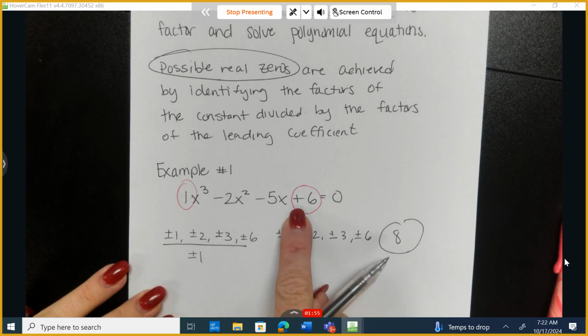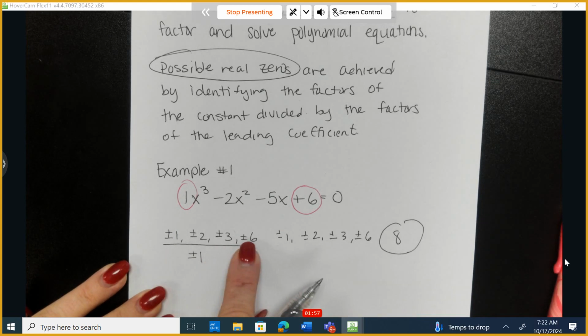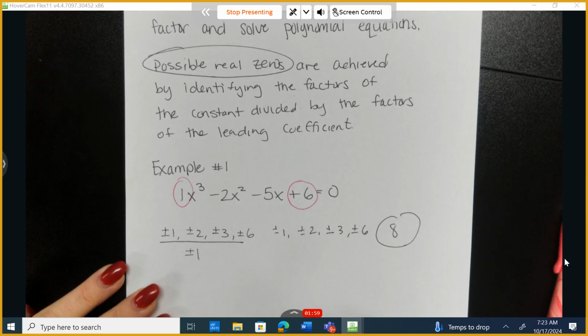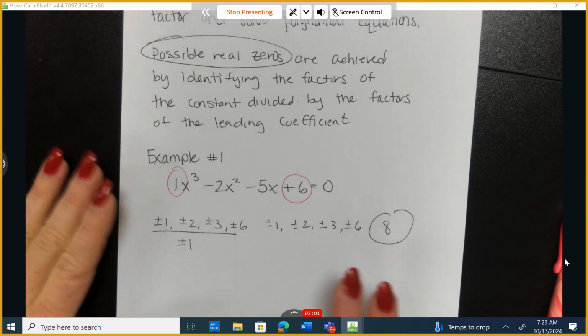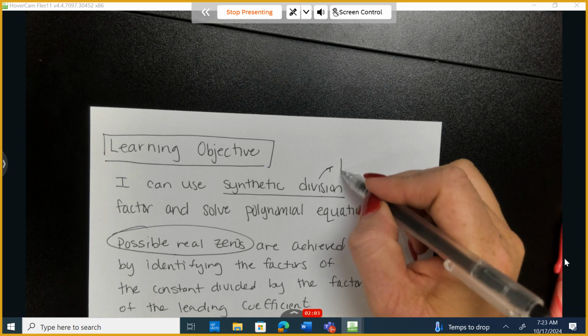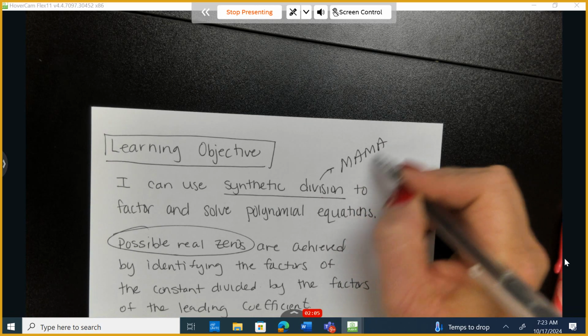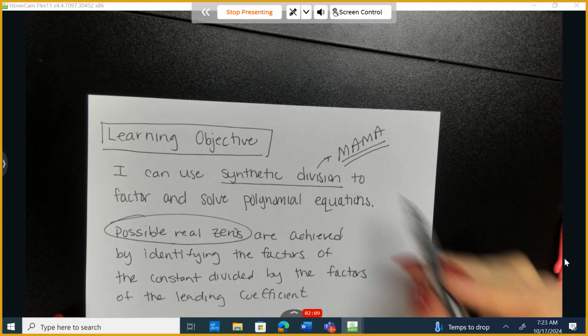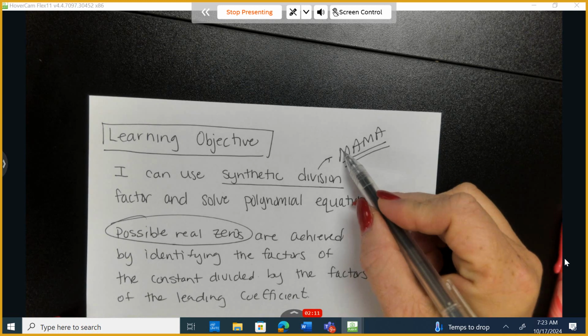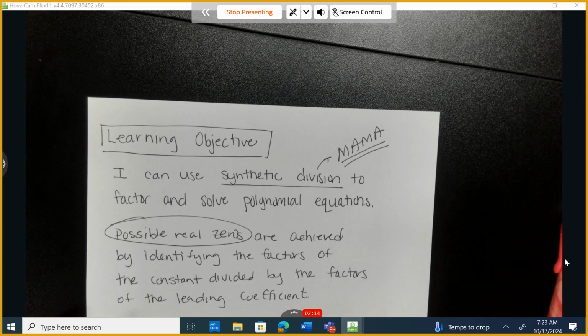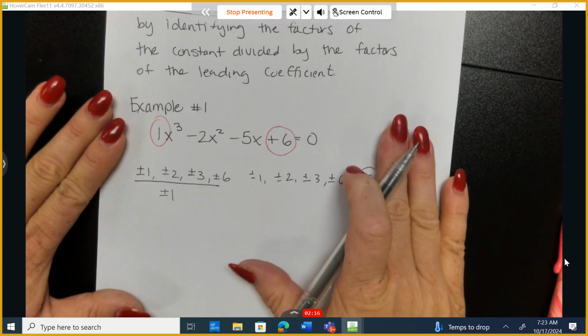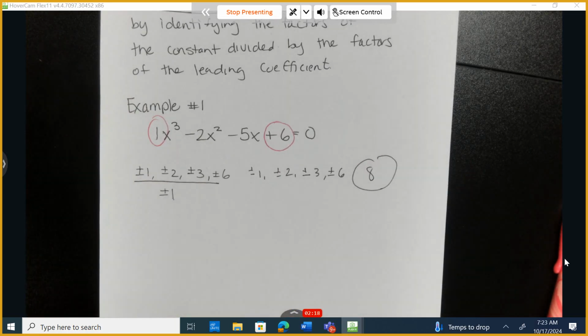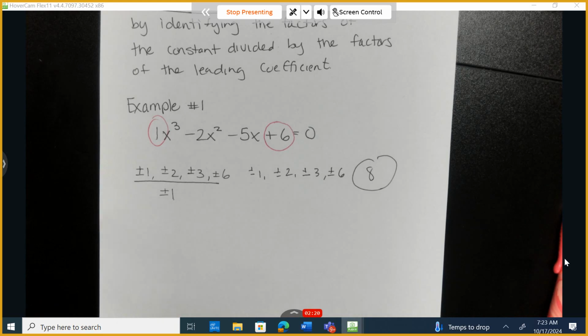So once we identify the constant and the factors of the constant, dividing by 1 is not going to change anything. Okay, so I refer to synthetic division by an acronym, the MAMA method. The reason I refer to it as the MAMA method is because we're going to do the operations multiply and add continuously until we are able to come up with a solution. So let's get started.